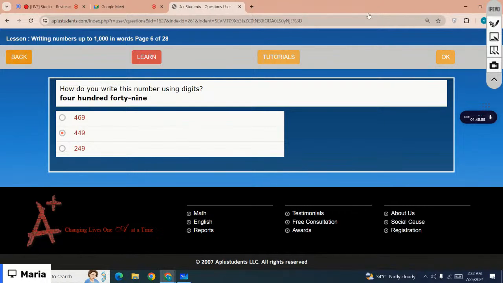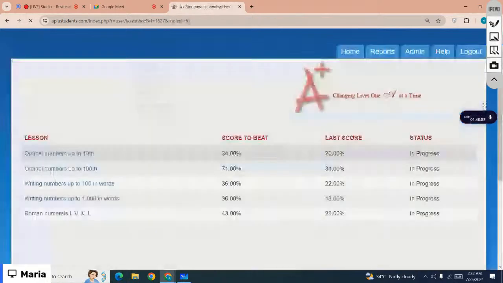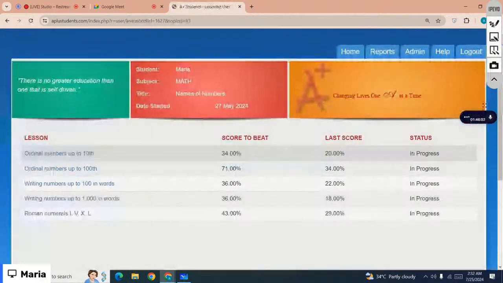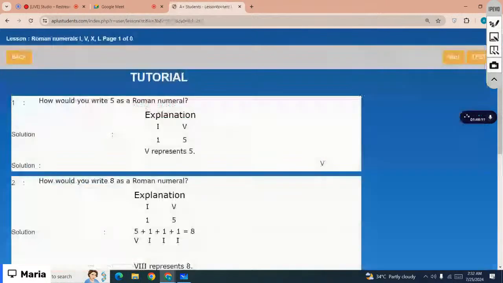Okay, you can complete the lesson by yourself later today. Let me just move on to the next lesson. The next lesson is Roman numerals. Let's just start with the next lesson.